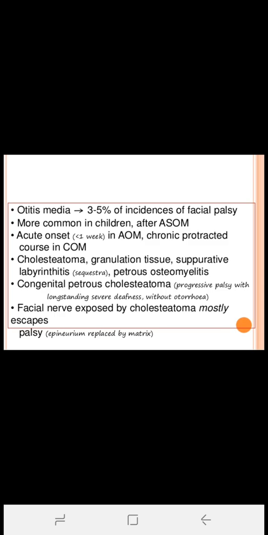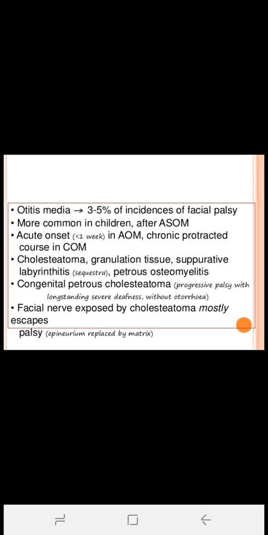It is more common in children after acute suppurative otitis media. It is acute onset in less than a week in acute otitis media, or a chronic protracted course in chronic otitis media. There will be cholesteatoma formation, and granulation tissue will be there. There will be suppurative labyrinthitis also. There can be petrous osteomyelitis also. Congenital petrous cholesteatoma presents with progressive palsy with long-standing severe deafness without otorrhea.